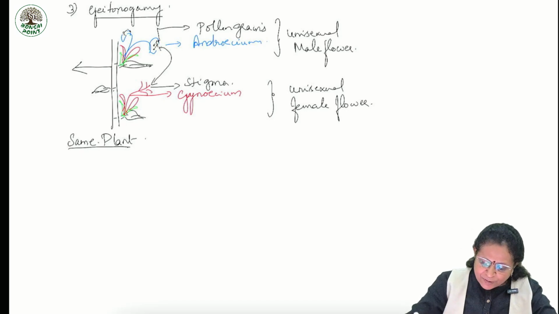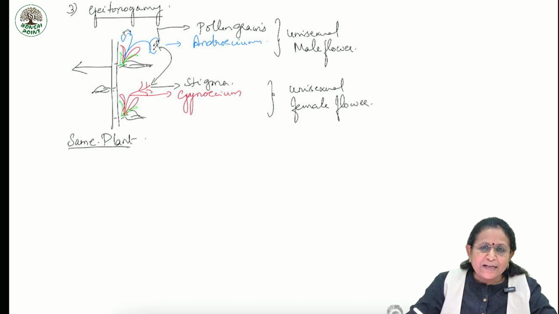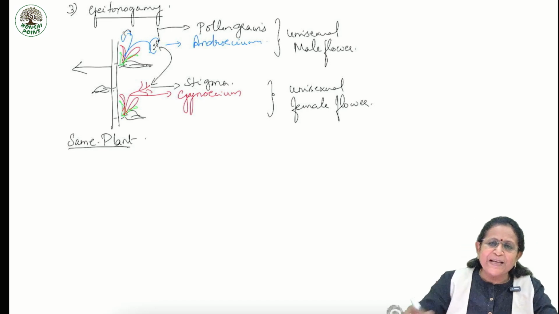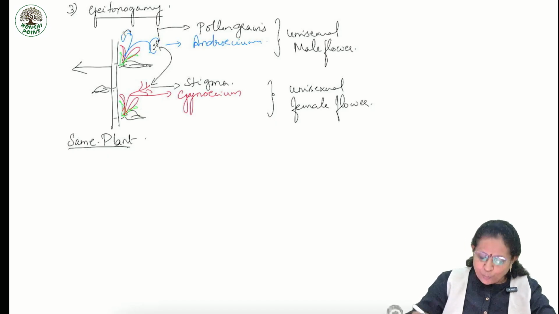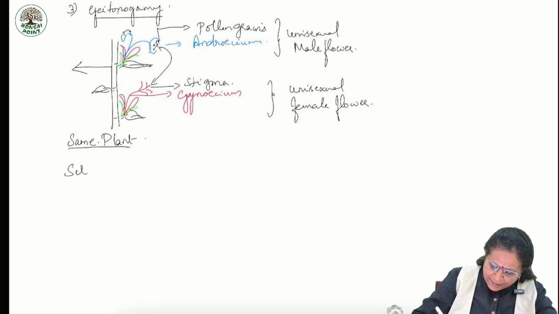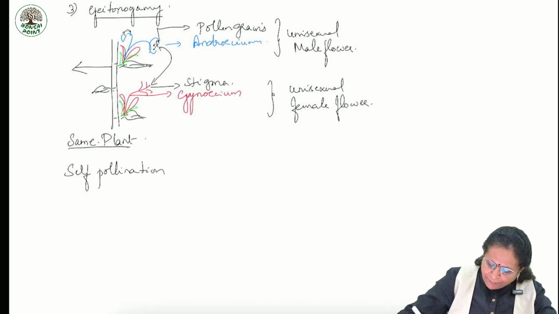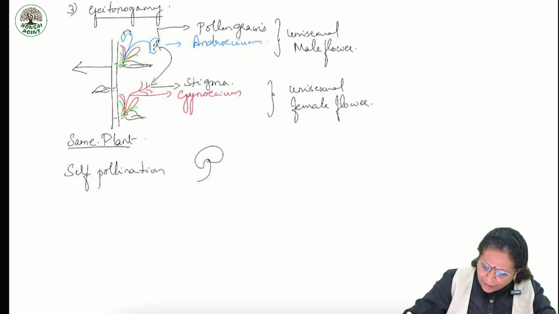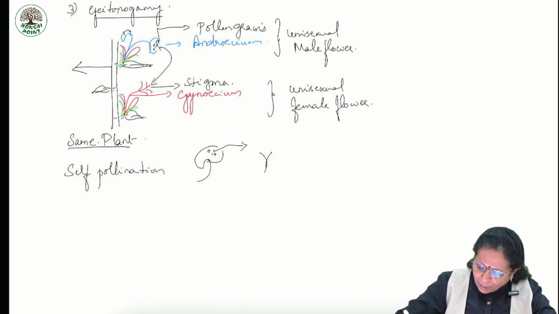Anyway, in your textbooks, they have classified it as a third type of pollination. So, one is, let me tell you the gist, self-pollination, that is from the anther onto the stigma of the same. What is it? Transfer of pollen grains from the anther onto the stigma of the same flower. Okay?